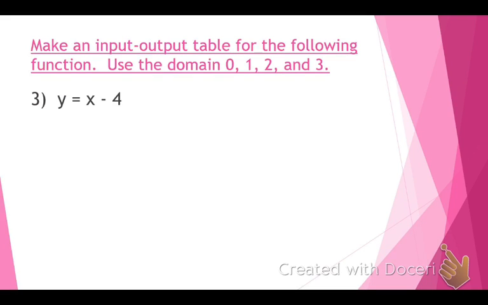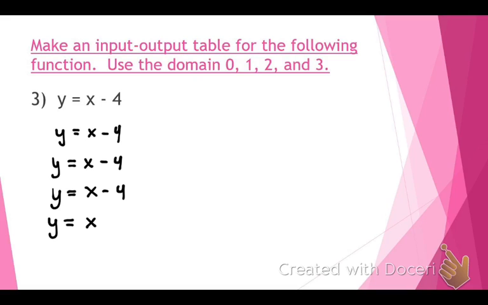Excellent. Next problem, this asks us to make an input and an output table for the following function. Use the domain 0, 1, 2, and 3. Isabel, what should I do first? Put 4 minus 4, negative 4. All right, very good job. We're going to go ahead and rewrite this because I know I'm going to be putting in 4 different domains.